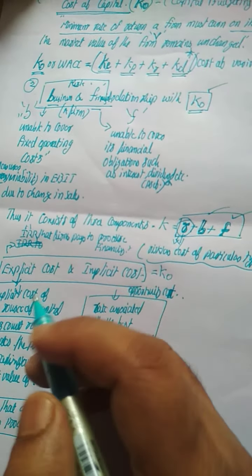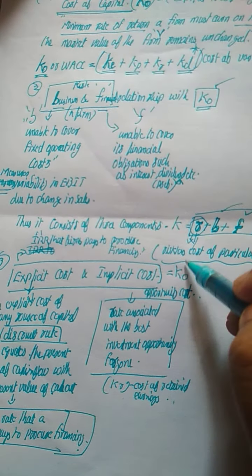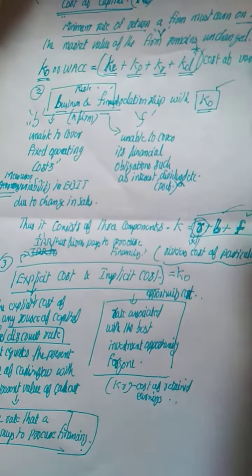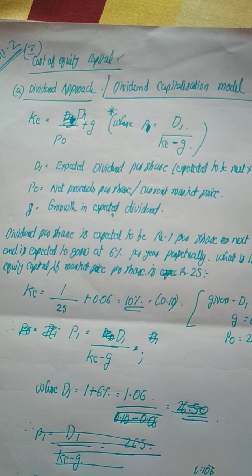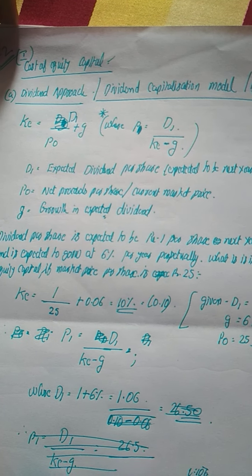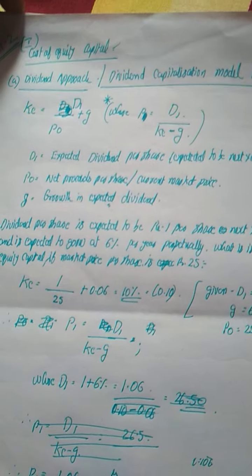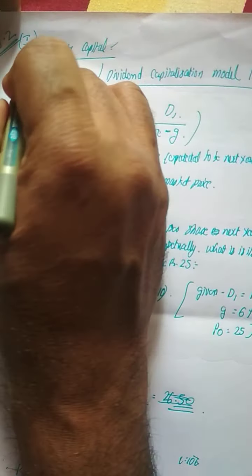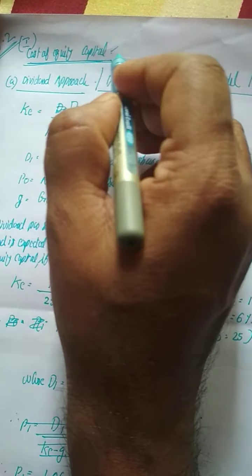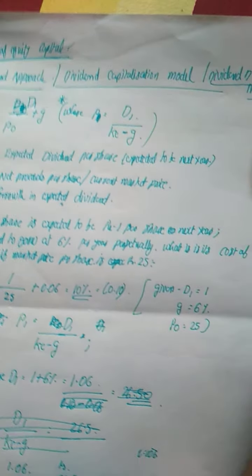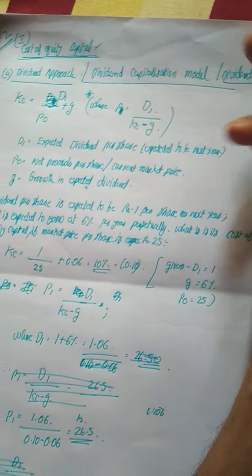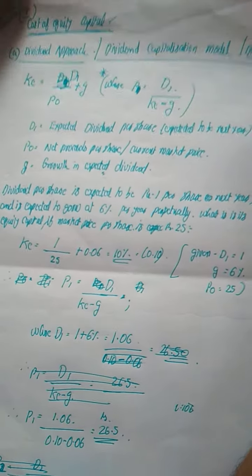So there are implicit cost and explicit cost, which are related with KO, and business risk and financial risk, which are also related with KO. Now we have to study the problems related with cost of equity capital, cost of preference shares, cost of retained earnings, cost of debt, and weighted average cost of capital or overall cost of capital. There are various methods for calculating cost of equity capital. As I told, equity shareholders should get a minimum return without any change in the value of equity shares; it is known as cost of equity capital.